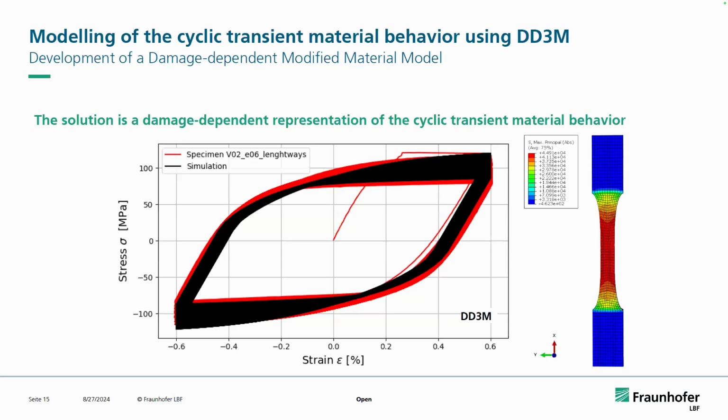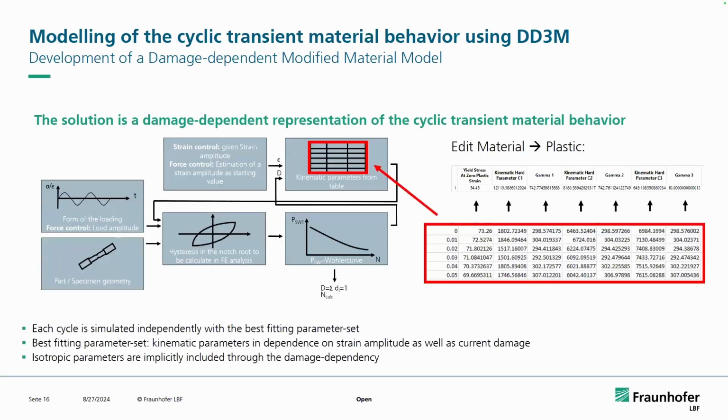Now the solution is using a damage-dependent representation of the cyclic transient material behavior. Here you can see the hysteresis loop of my DD3M model, which clearly works a lot better. So the reversal points are met better, and also the shape is now met a lot better. How does the DD3M work?